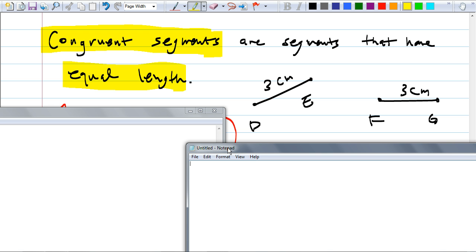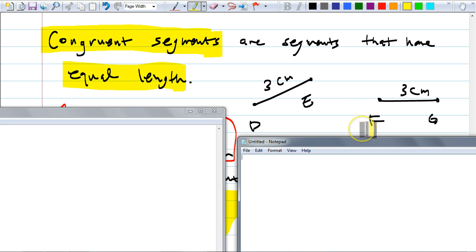Now, how would you write this correctly using symbols? By the way, does anybody know? How would you write that the two segments are congruent mathematically? You don't have to write it as a whole sentence. Instead of writing segment DE is congruent to segment FG, there's a shortcut. DE with the segment line and the squiggly line. Very good. Have you guys seen the equal sign with the squiggly line on top?